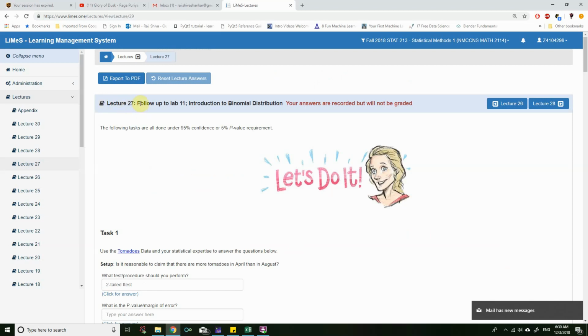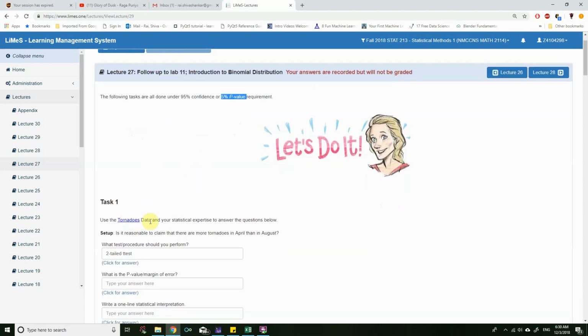Lecture 27, follow up to Lab 11, Introduction to Binomial Distribution. We should consider 95% confidence interval or 5% p-value. Use tornadoes data and your statistical expertise to answer the question below.